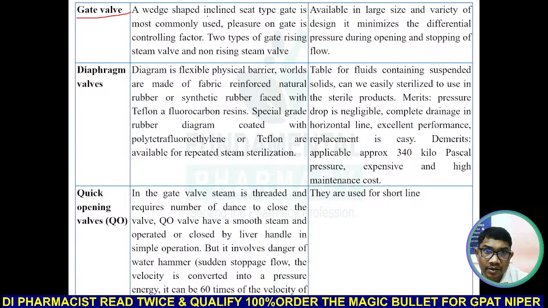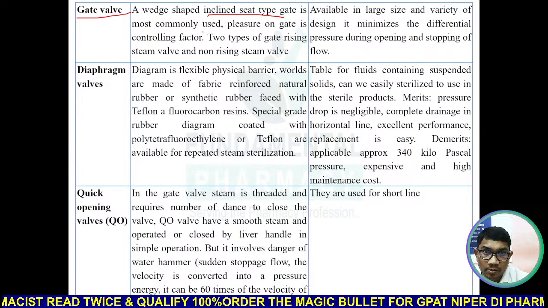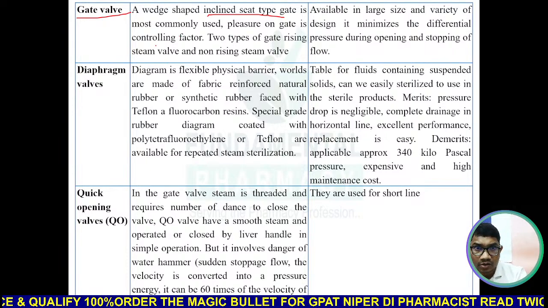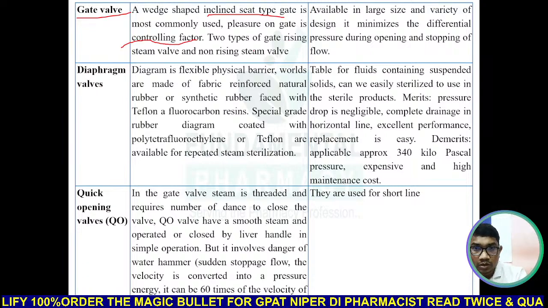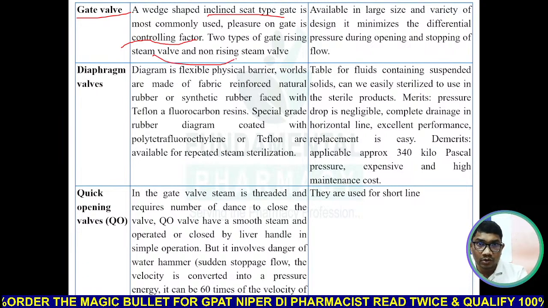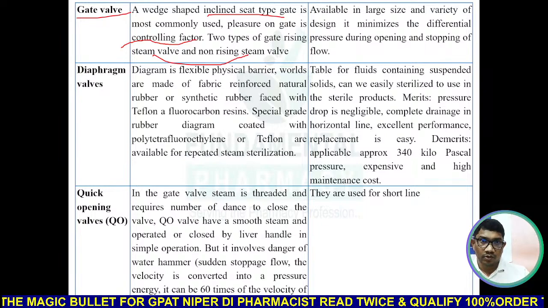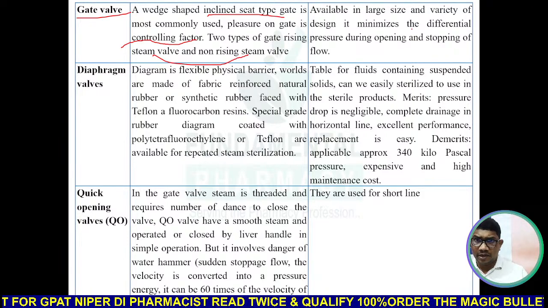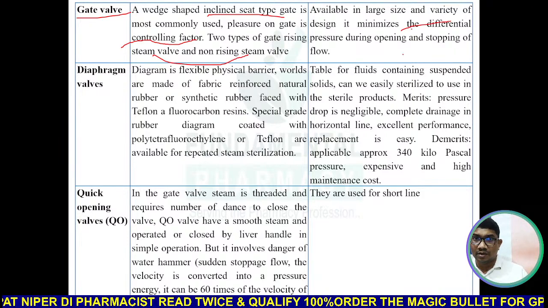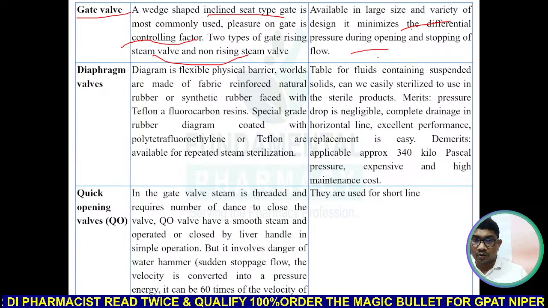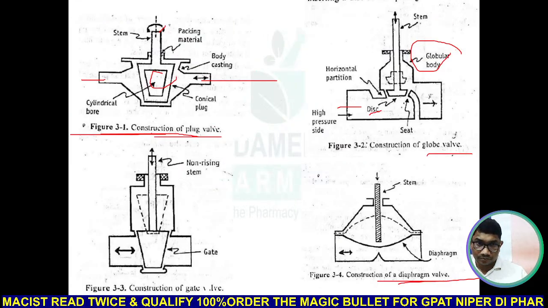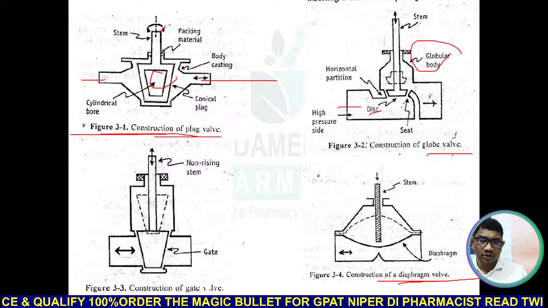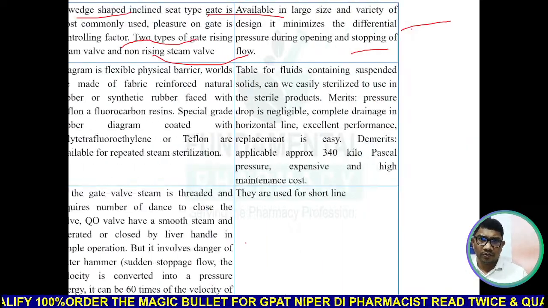A wedge-shaped inclined seat type of gate is most commonly used. So pressure on the gate is the controlling factor. There are two types of gate valve: rising stem valve and non-rising stem valve. Available in a large size variety of designs, it minimizes the differential pressure during the opening and stopping of flow. Gate valve means, like the tap of a water tap, the valve is like that.